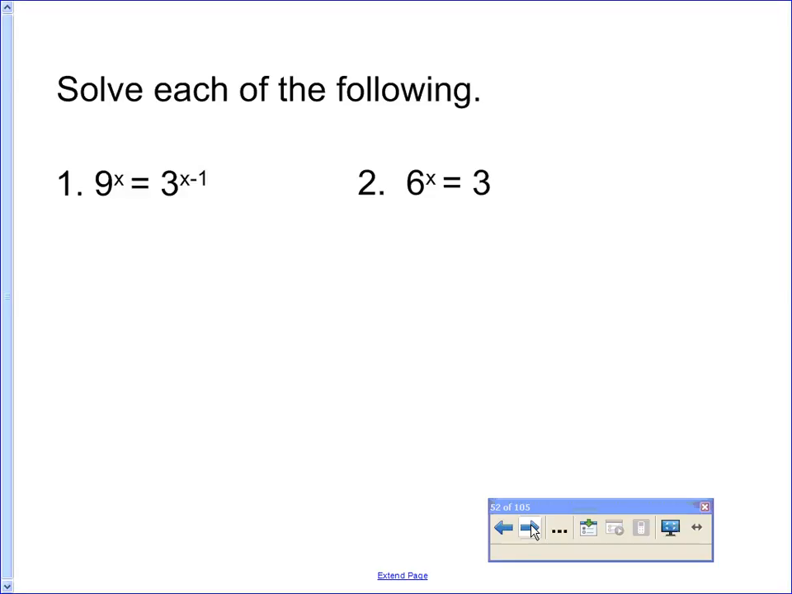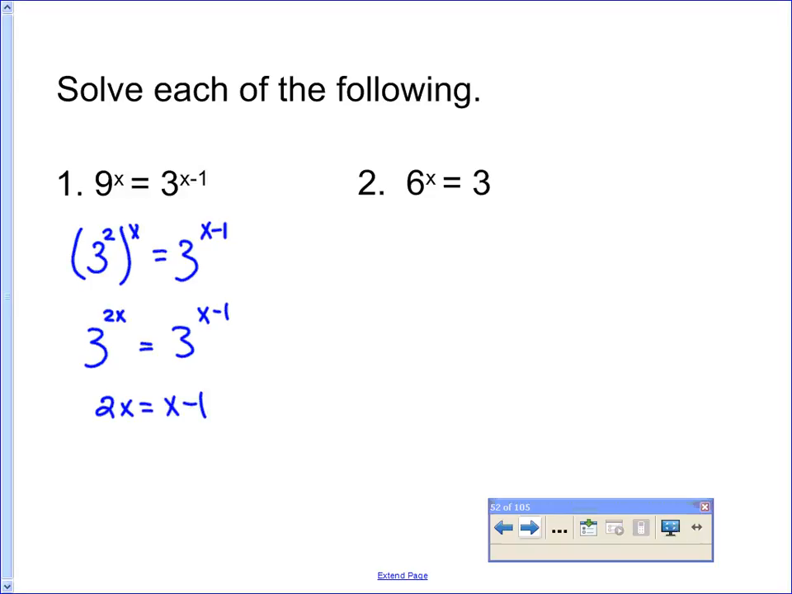So in the first one, if you remember from the previous section, we want to try to get the same base. And we know that 9 is 3 squared raised to the x, and 3 to the x minus 1. And so we know that is 3 to the 2x, and this stays the same. So from here we can say, since we have the same base, that 2x is equal to x minus 1. And when we solve that, we find out that x is equal to negative 1.